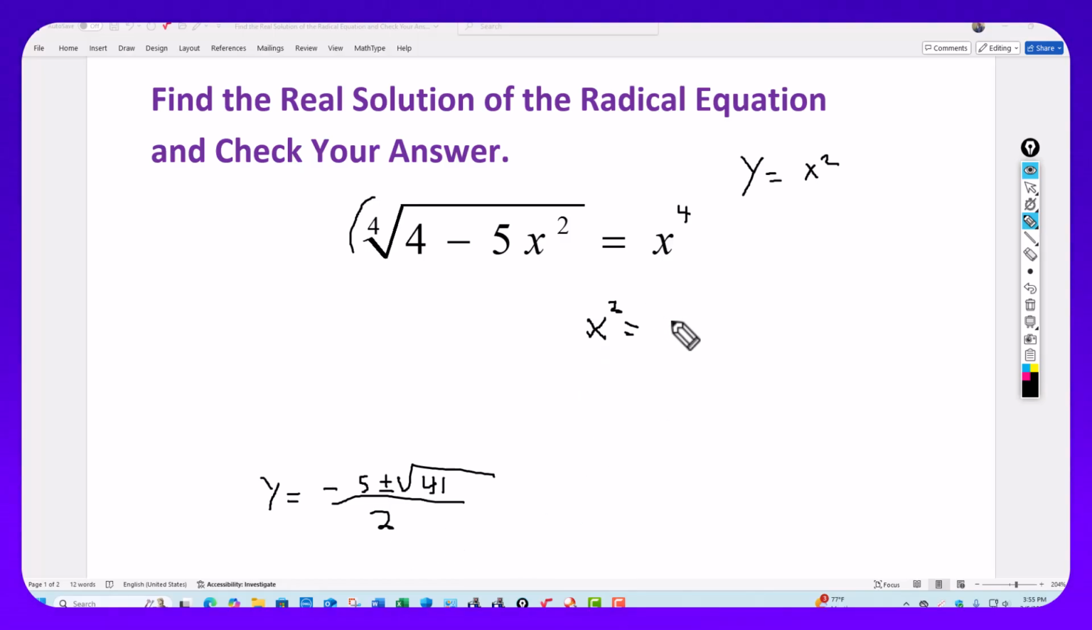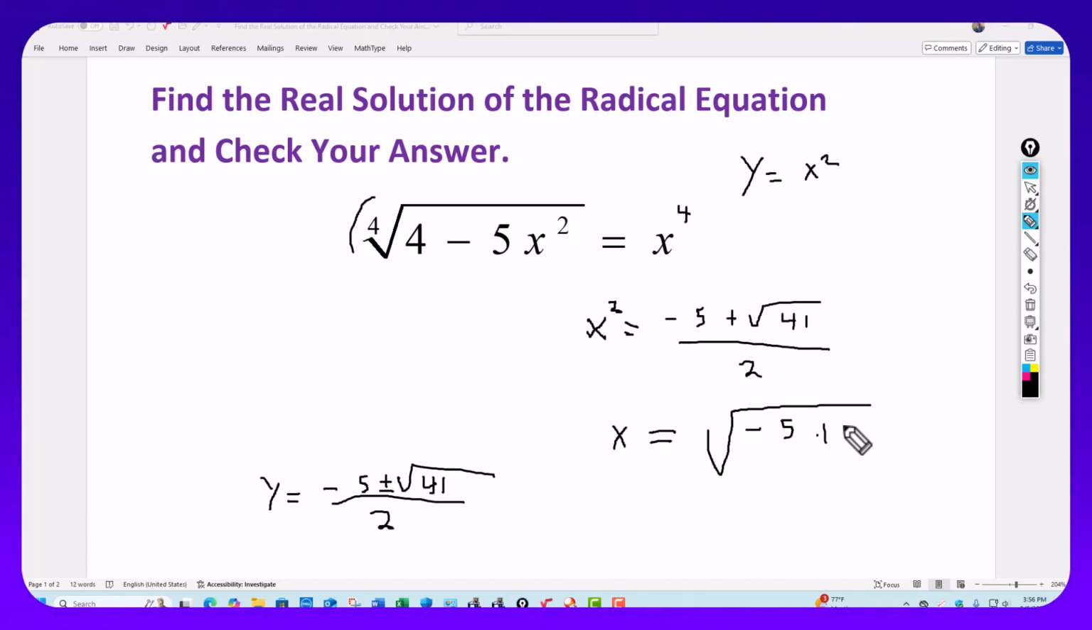So the only choice we have here is that the value of y, which would be the value of x squared, will be minus 5 plus the square root of 41 over 2. Then we take the square root of this. Square root of x squared on this side will give us x. And on the other side, you write the square root of minus 5 plus the square root of 41, all over 2. We can't have a plus or minus here because whatever we have on the right side has to be positive, because we have a fourth root over here that's understood to be a positive value.